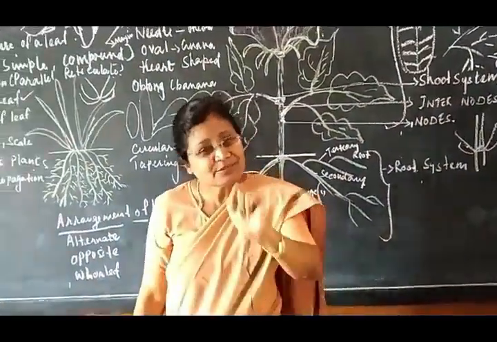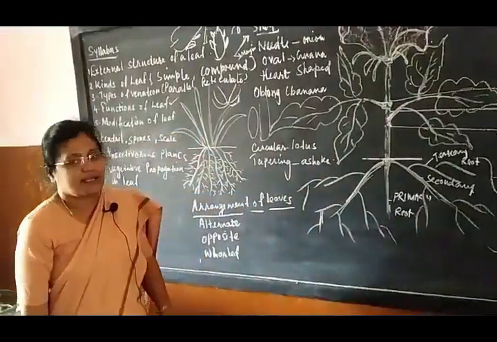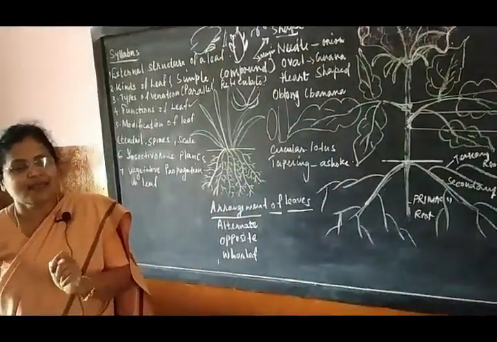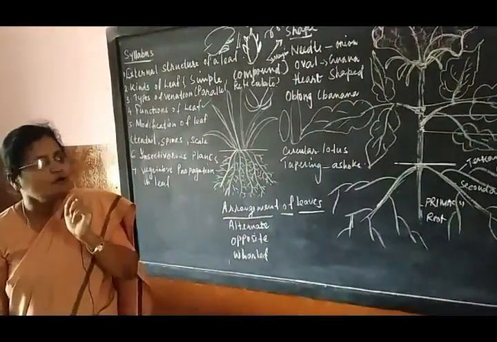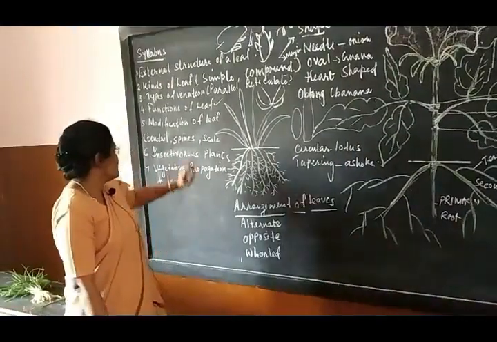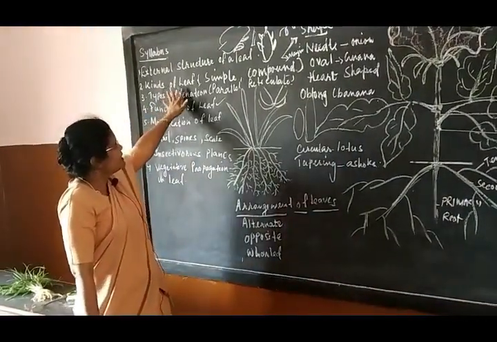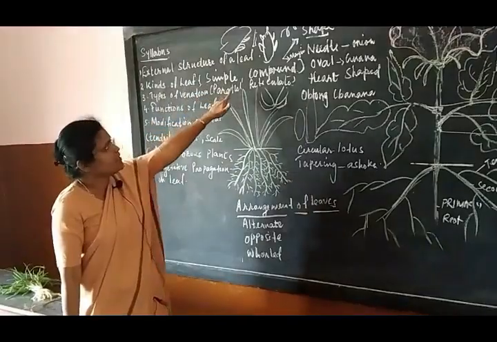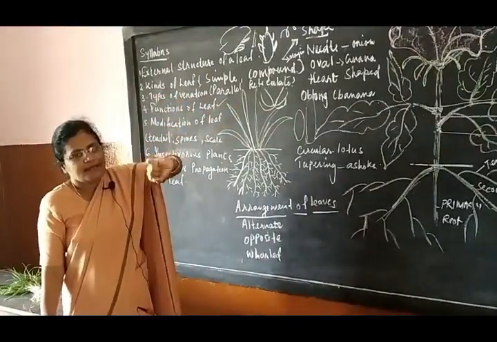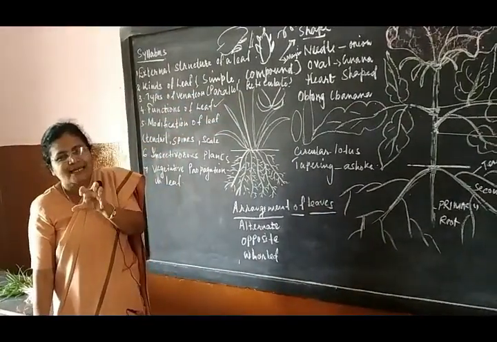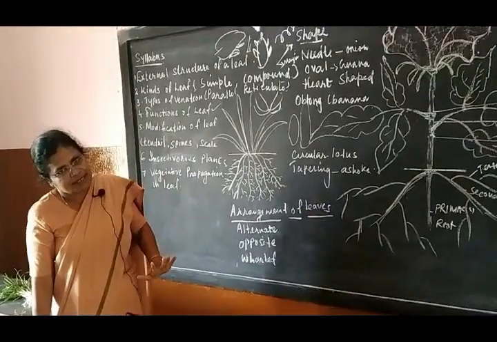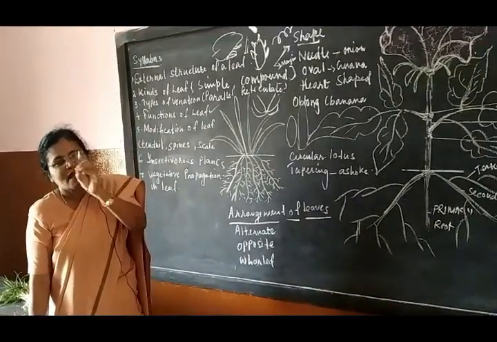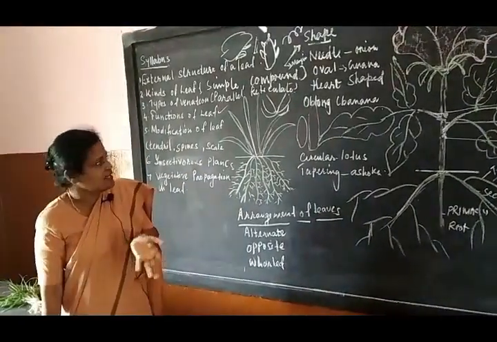Then I told you the arrangement of veins is called venation. Then we went through the different kinds of leaf, that is, the simple leaf and the compound leaf. When a petiole is having a single leaf, only one leaf, it is called a simple leaf. When a petiole is having a group of leaves, it is called a compound leaf.